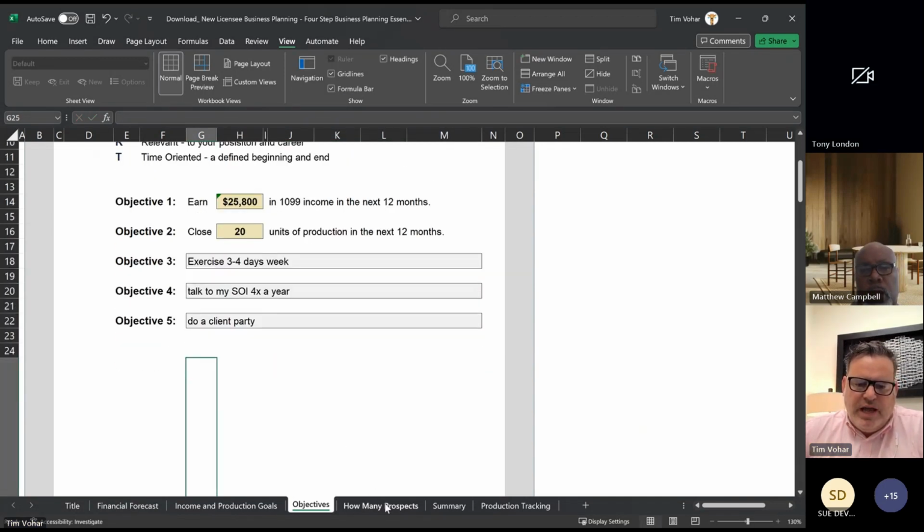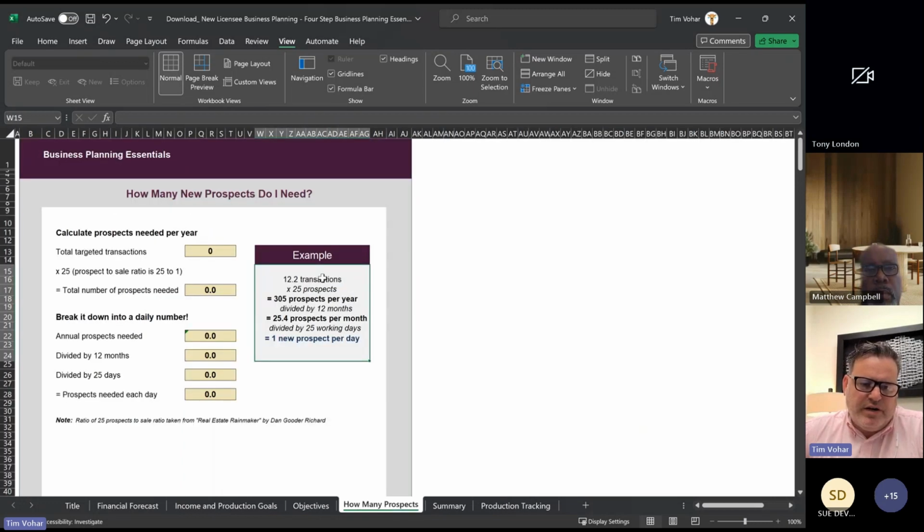Right. How many prospects do you need? All right, so your total number of transactions. Let's say you want to do 20 transactions. Boom, right here. Your total number of prospects needed is 500, at a 25-to-1 ratio. So over here, if you're trying to do 12.2 transactions at 25 prospects, that's 305 prospects per year divided by 12 months, 25.4 prospects per month divided by 25 working days. You need to put in 1 new prospect a day.